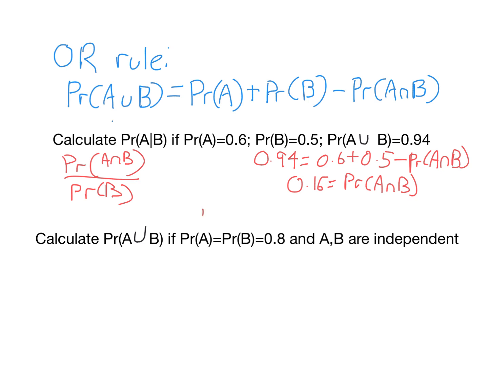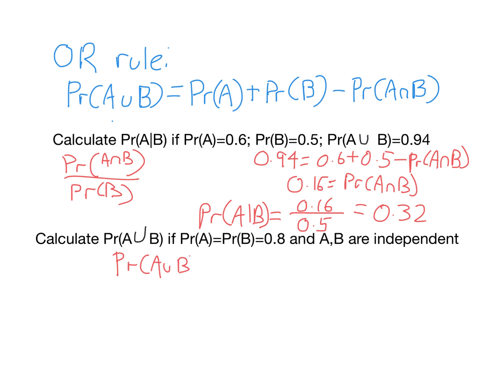So therefore, the probability of A given B is simply the probability that both occur divided by the probability B occurs, which is 0.32. All right, let's do this one. We're going to calculate probability of A or B if probability of A and B are both 0.8 and A and B are independent. So probability of A or B equals probability of A plus probability of B minus the probability of both.